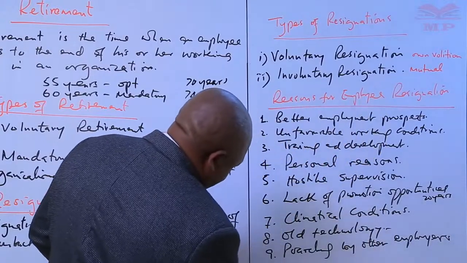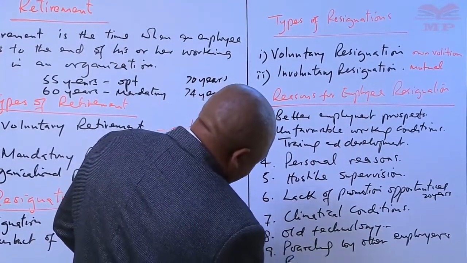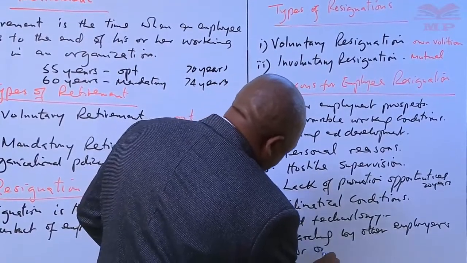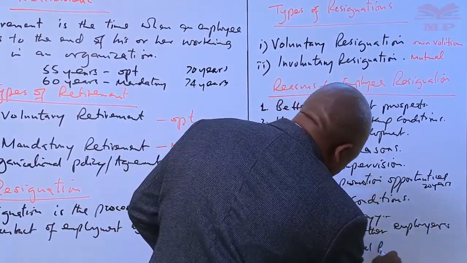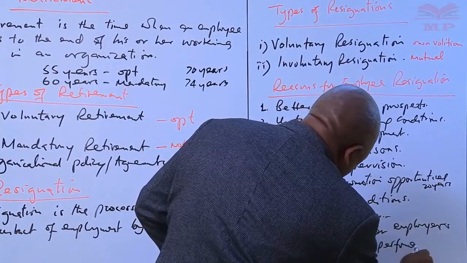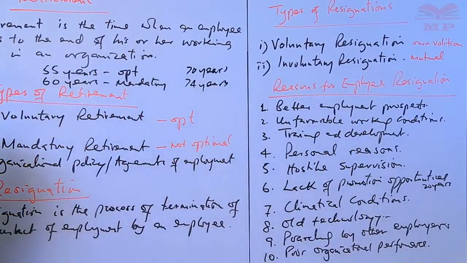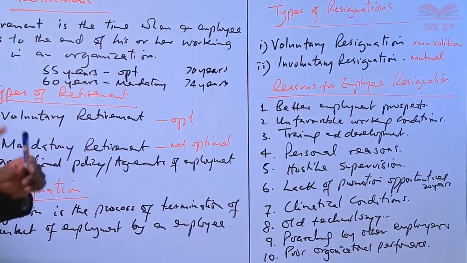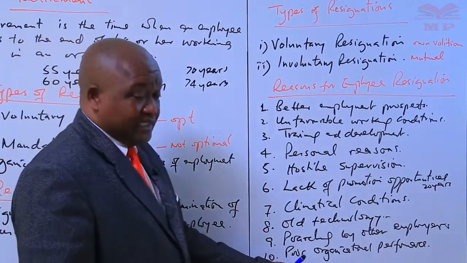There is also the issue of poor organizational performance. So an organization, for example, that has been performing very well on the Nairobi Stock Exchange, its value could start going down, and workers have a feeling that maybe this kind of an organization is collapsing.